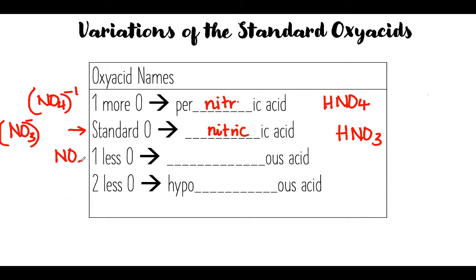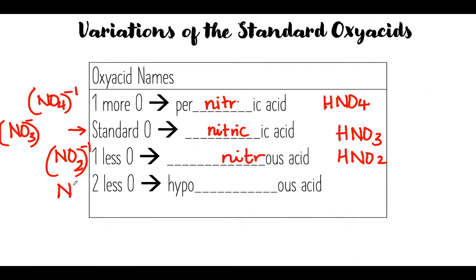Say it's 1 less oxygen. So instead of it being NO3, it's NO2, 1 minus. Again, it does form an acid, HNO2. Instead of ending in ic acid, it's going to end in us acid. So it's going to be nitrous acid.